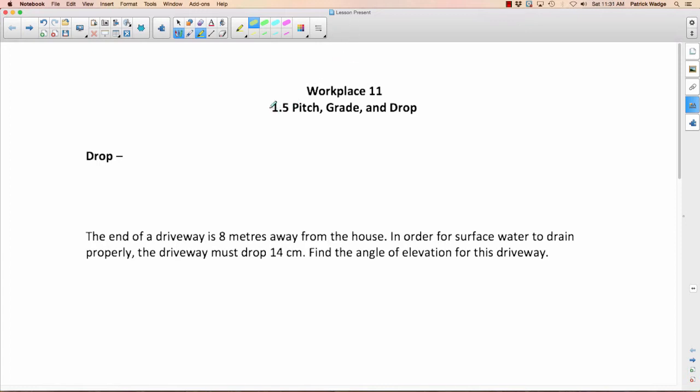All right, today we got some new terms to talk about: 1.5, pitch, grade, and drop. These are terms that are common in construction. And it actually turns out it's not really too much new. It's just different ways of saying the same things we've already talked about. So let's take a look at them.